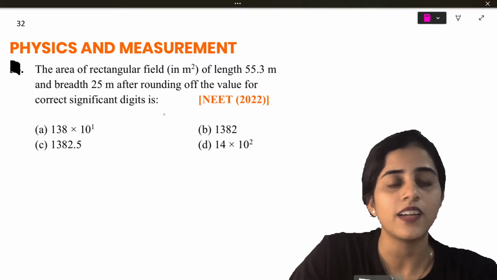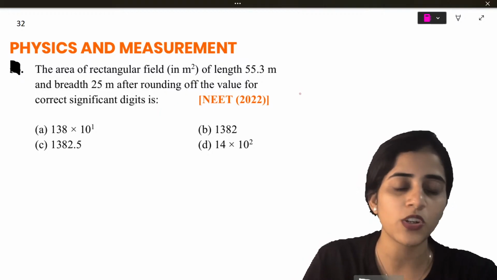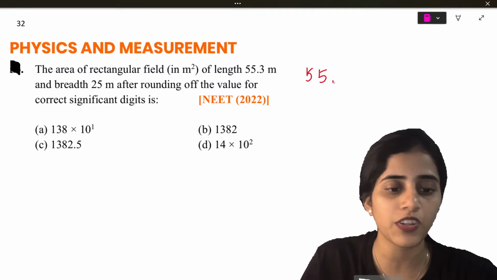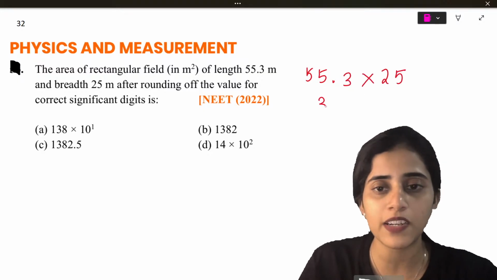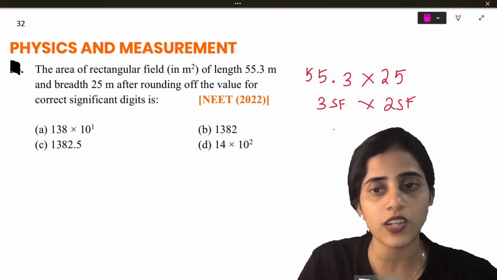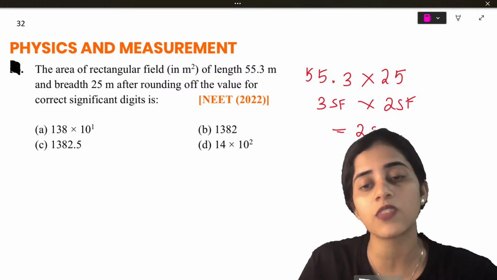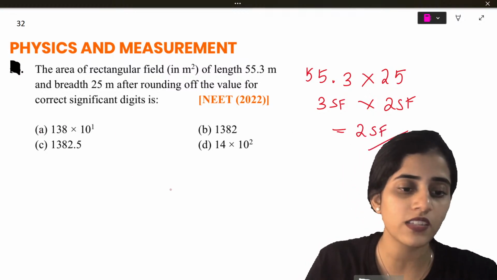Yeah. After rounding off the value for current significant digits is. So what should you do? You have to multiply 55.3 into 25. So basically you're multiplying 3 significant figures times 2 significant figures. Your answer should have the lowest significant figures, which is 2 significant figures. So what is going to be your answer?